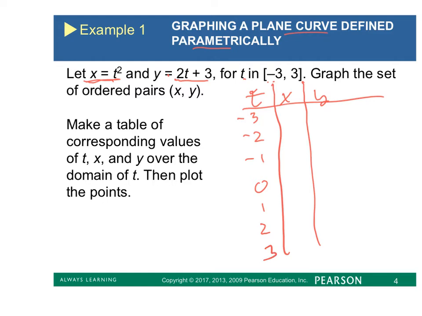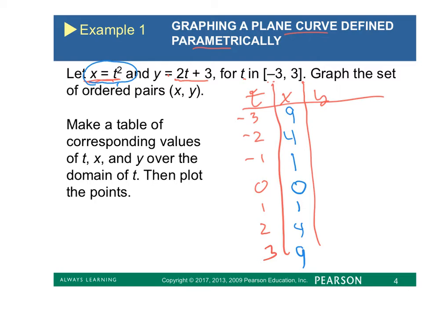To get the x values, I'm going to do all the x's straight down because those are the easiest. Looks like all he's doing is taking the t and squaring it. 9, 4, 1, 0, 1, 4, 9.